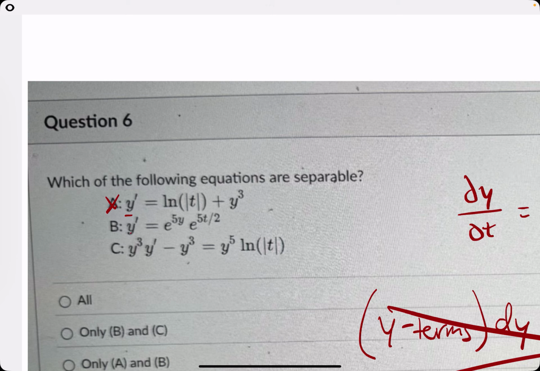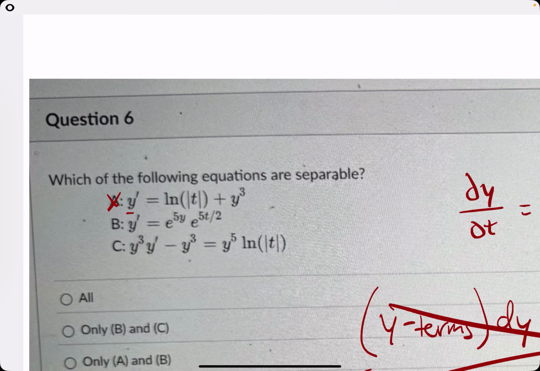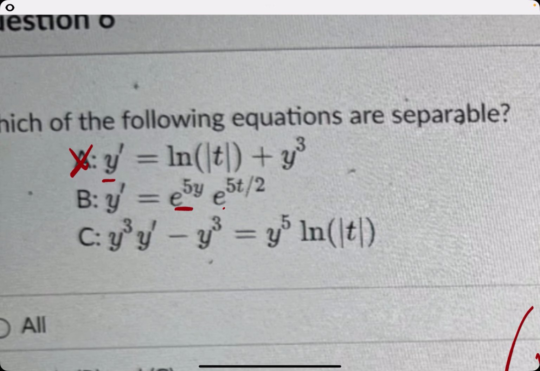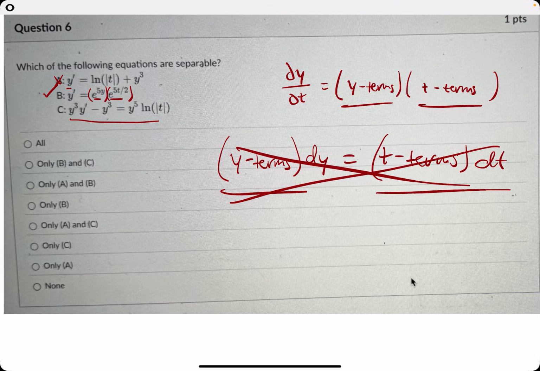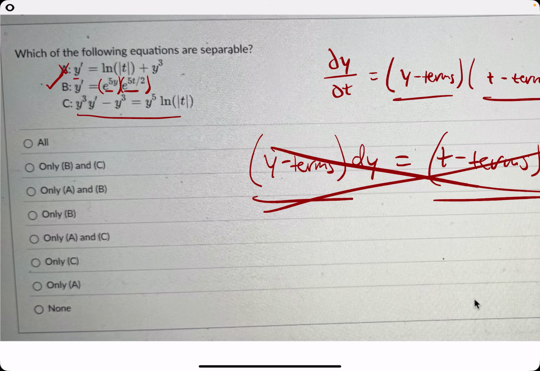B, we have y prime by itself, and then we have a y term here, a t term here. Perfect. So we have a product of y terms and t terms. So we can easily divide by e to the 5y, keep the dy, and keep the e to the 5t over 2, and multiply by the dt. We are able to separate it. So B is separable. Now, notice they don't give us y prime by itself in part C, but we can try to get it by itself. Let's see what we can do.